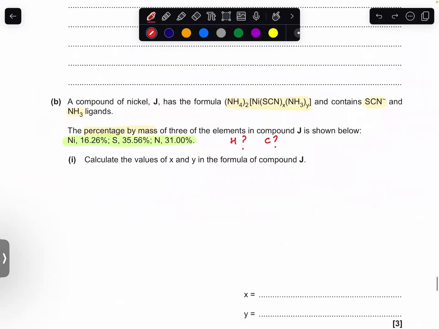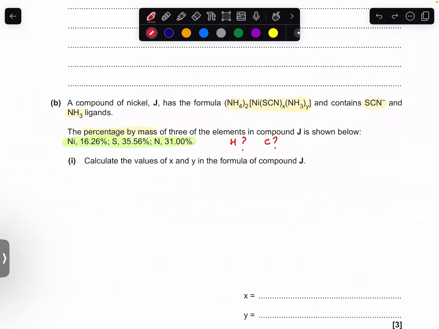Let's work out the ratio between these, and then we'll assign them and play around with the numbers. You see nickel, sulfur, and nitrogen. Nickel you've got 16.26. Sulfur is 35.56. And nitrogen is 31.00. Let's divide them by their corresponding relative atomic masses: 58.7, 32.1, and 14.